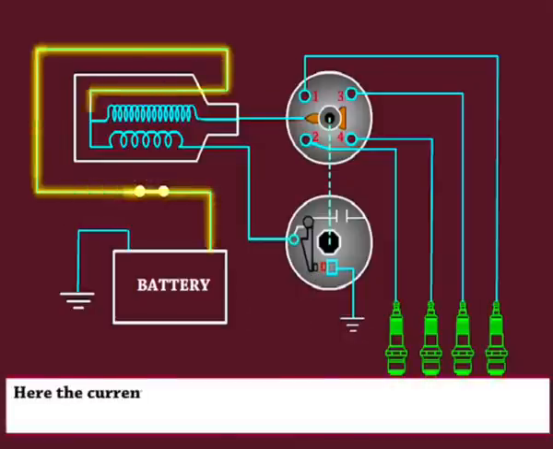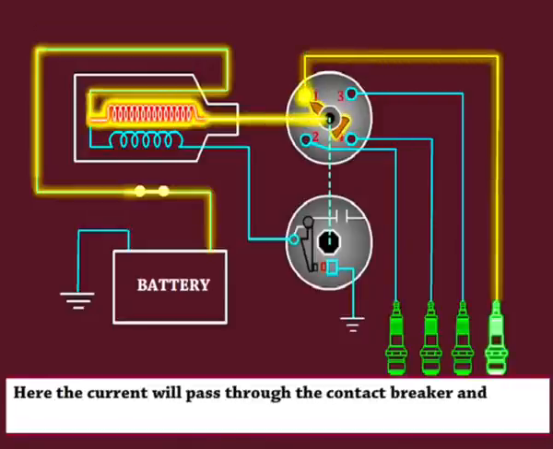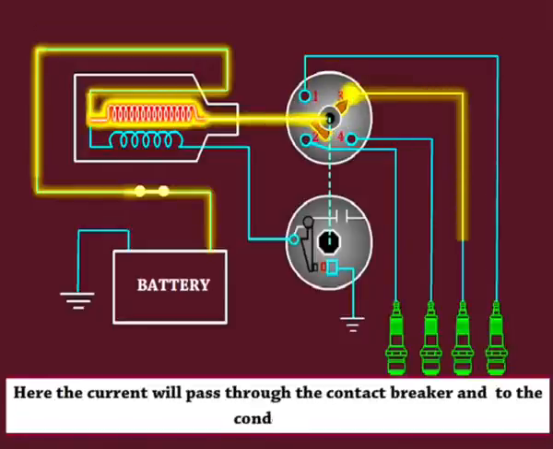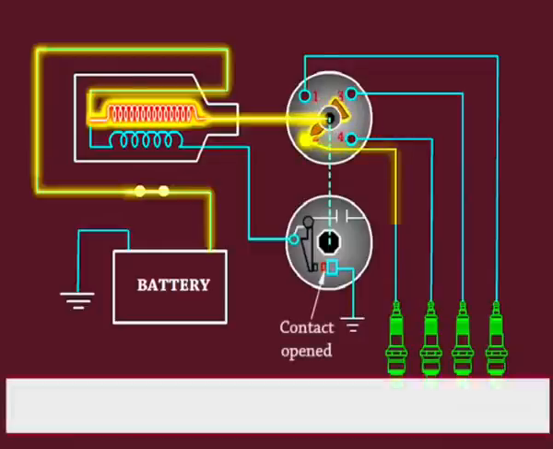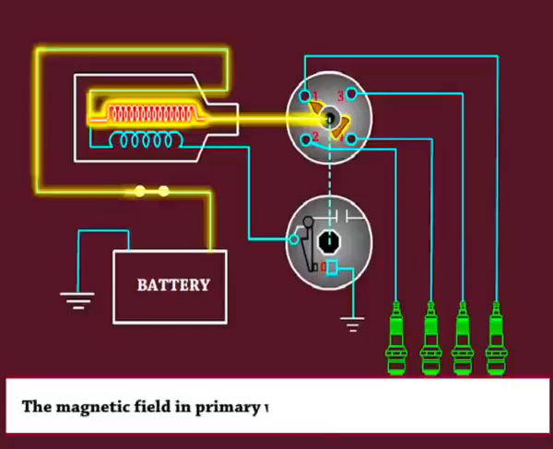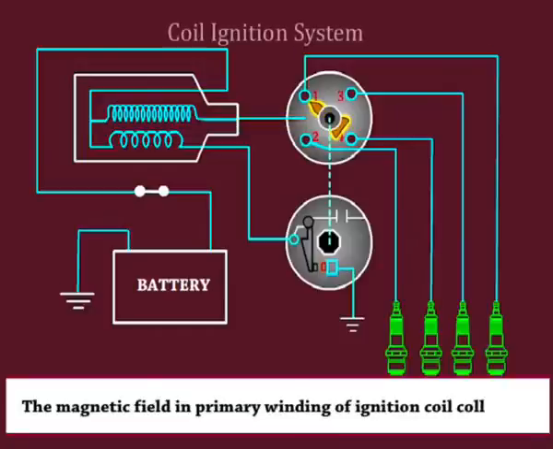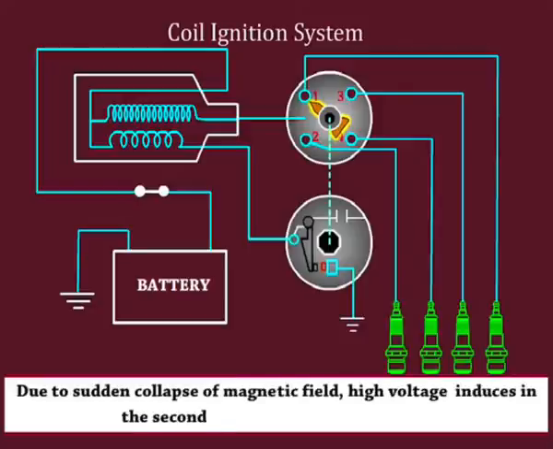Here, the current will pass through the contact breaker and to the condenser. When the contact breaker point opened, the magnetic field in primary winding of ignition coil collapses. Due to sudden collapse of magnetic field, high voltage induces in the secondary winding of ignition coil.